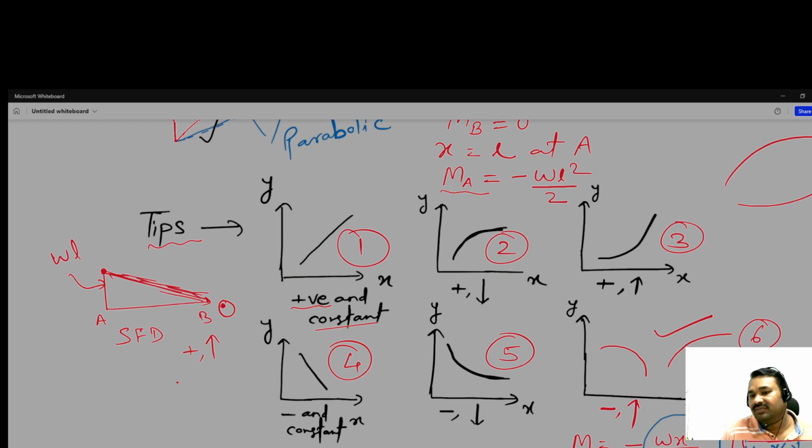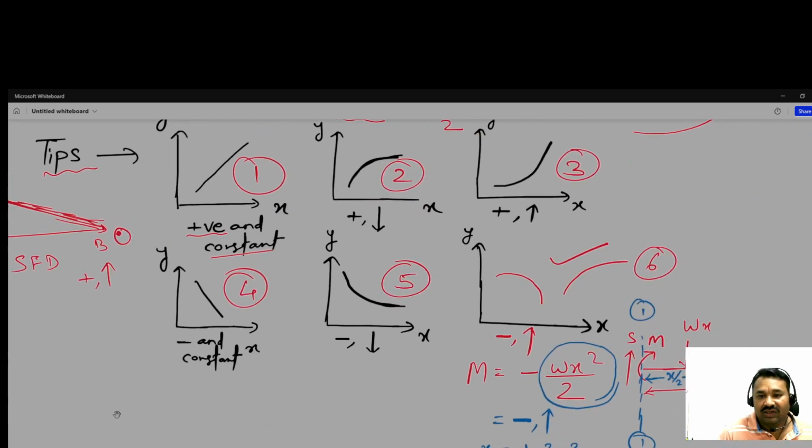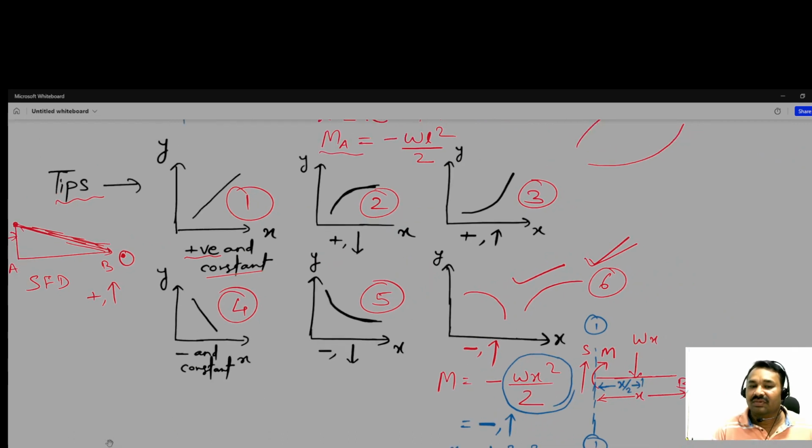Whatever the problem was, it was in the BMD. Okay, so in the BMD what we came to know, this sixth one, the tip number 6, is valid for our this beam, meaning cantilever beam with the UDL over the length. Thank you.